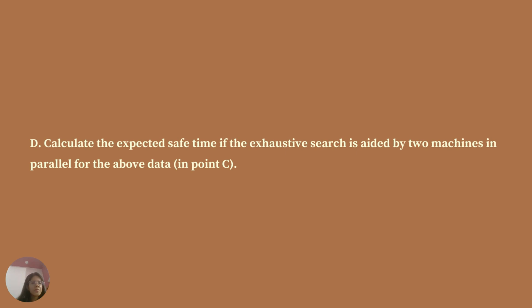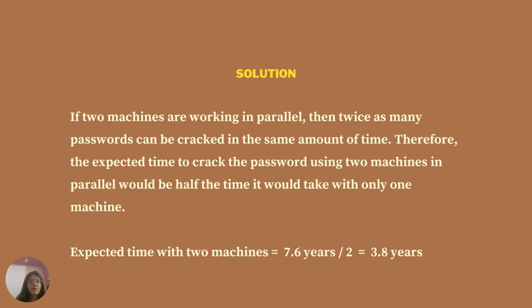Calculate the expected safe time if the exhaustive search is aided by two machines in parallel for the above data. If two machines are working in parallel, then twice as many passwords can be cracked in the same amount of time. Therefore, the expected time to crack the password using two machines in parallel would be half the time it would take with only one machine. Expected time with two machines would be 7.6/2, that is 3.8 years.